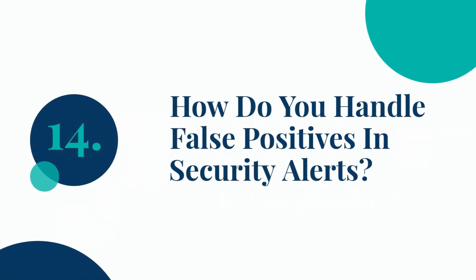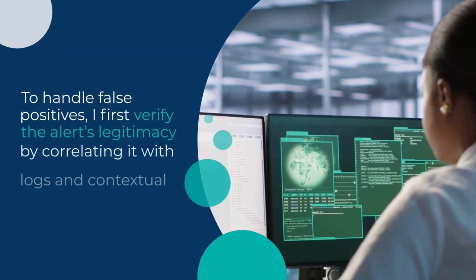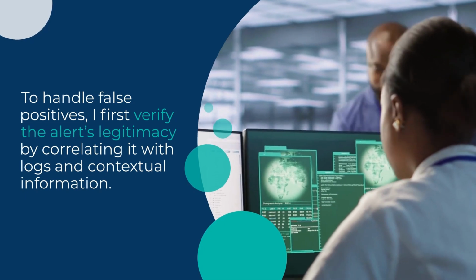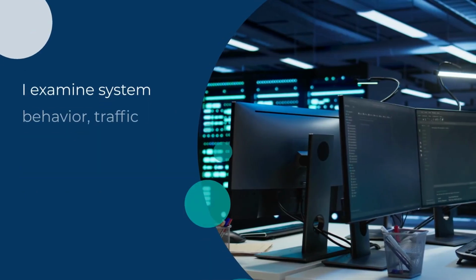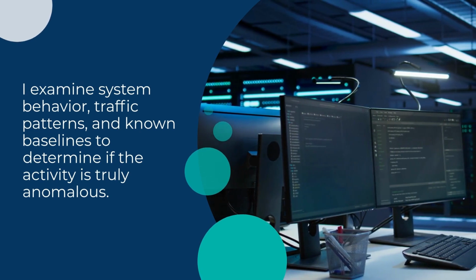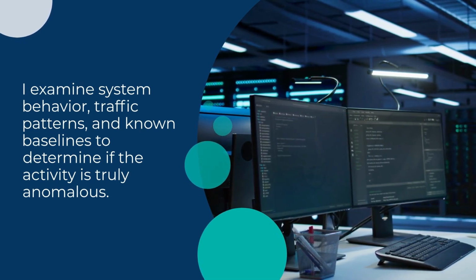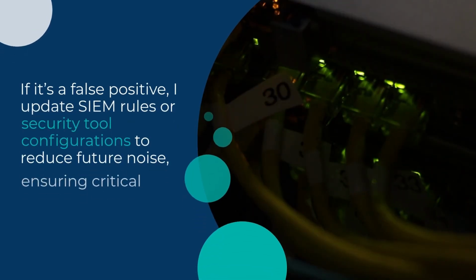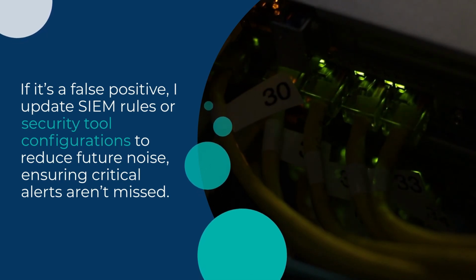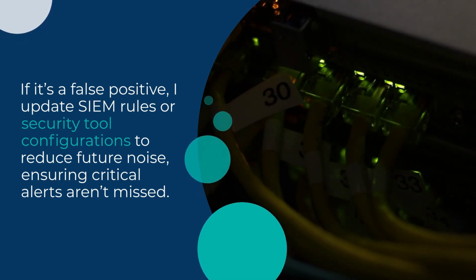14. How do you handle false positives in security alerts? To handle false positives, I first verify the alert's legitimacy by correlating it with logs and contextual information. I examine system behavior, traffic patterns, and known baselines to determine if the activity is truly anomalous. If it's a false positive, I update SIEM rules or security tool configurations to reduce future noise, ensuring critical alerts aren't missed.